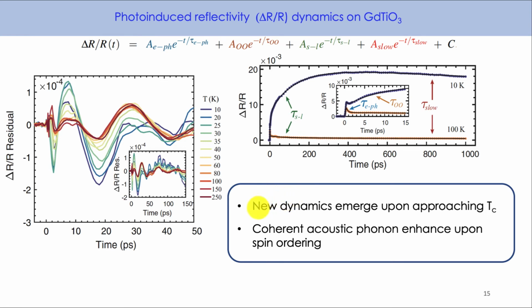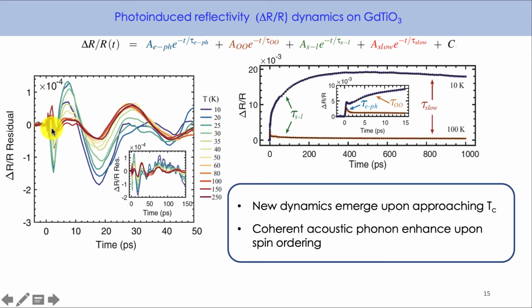And the one thing that is interesting, remember I mentioned these little wiggles. We've extracted those, and I'm showing that on this curve here. And you have to look at this a little bit carefully. This is the change in reflectivity as a function of time at these different temperatures.